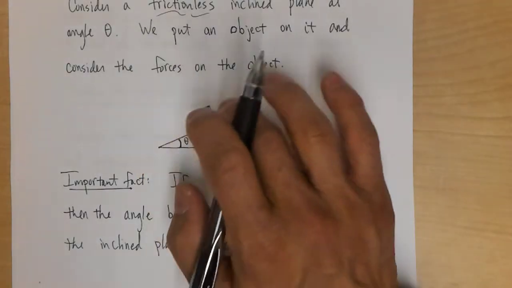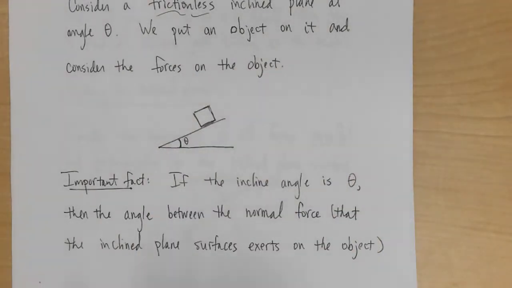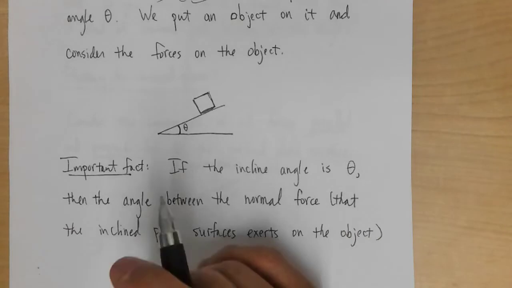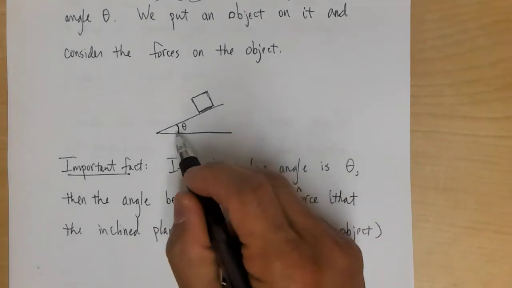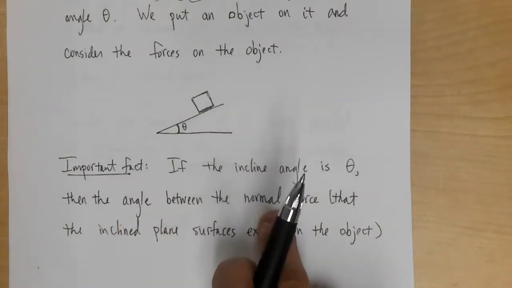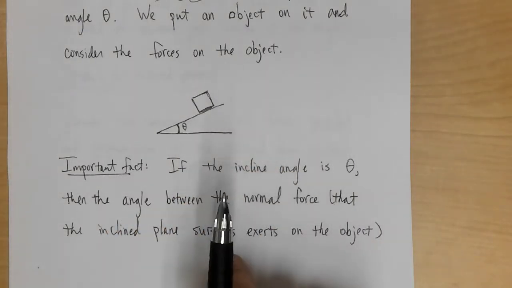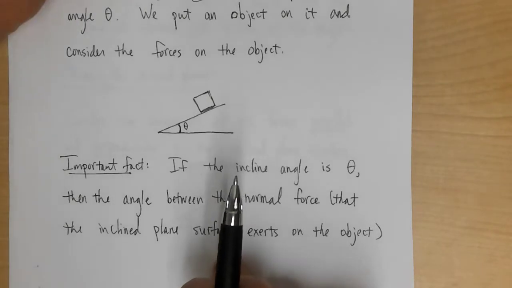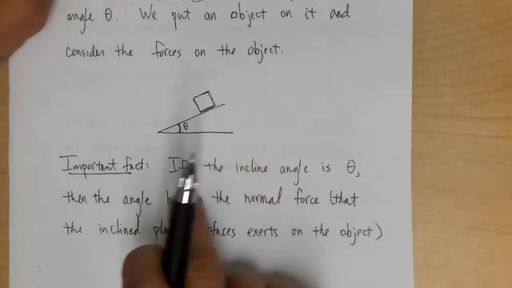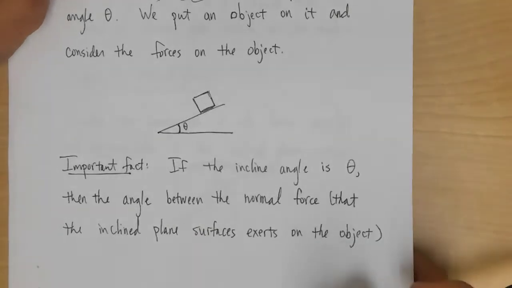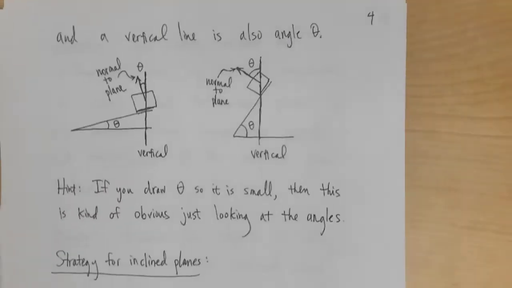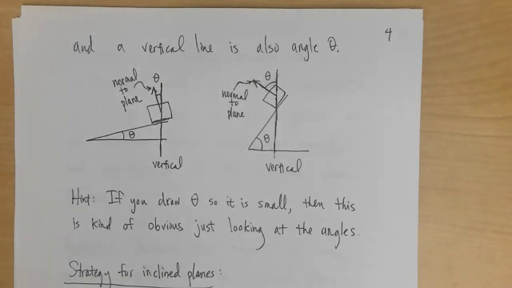If there were friction, then it becomes more complicated. Friction is something we'll discuss on Tuesday's lecture, October 2nd. Okay, here's an important fact. If the inclined plane is theta, this angle theta, then the angle between the normal force, remember the normal force is perpendicular to the surface, so the angle between the normal force that the inclined plane exerts on the object and the vertical line is also the angle of theta.